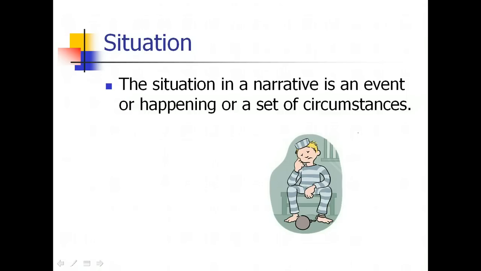The situation in a narrative is an event or happening or a set of circumstances. A common situation is when a criminal commits a crime that will not see justice, and a character seeking vengeance punishes the criminal outside of the law. Another situation is someone getting accused of a crime he didn't commit and is pursued by the law. There are numerous and infinite situations that could occur in a narrative.